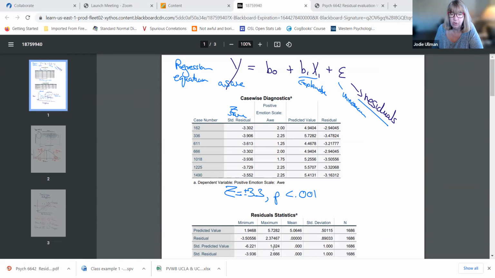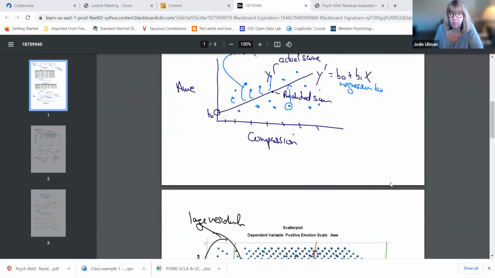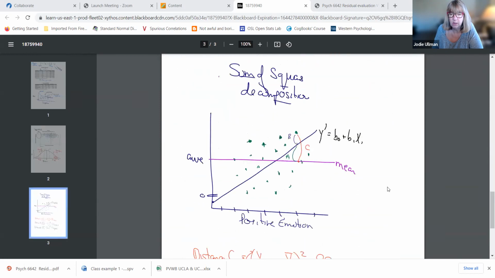I don't want to go too fast here, so I'm worried that there aren't more questions. Okay. Dr. Ullman, so are you saying that the regression line is the predicted scores and then you use the regression equation to get the actual scores?